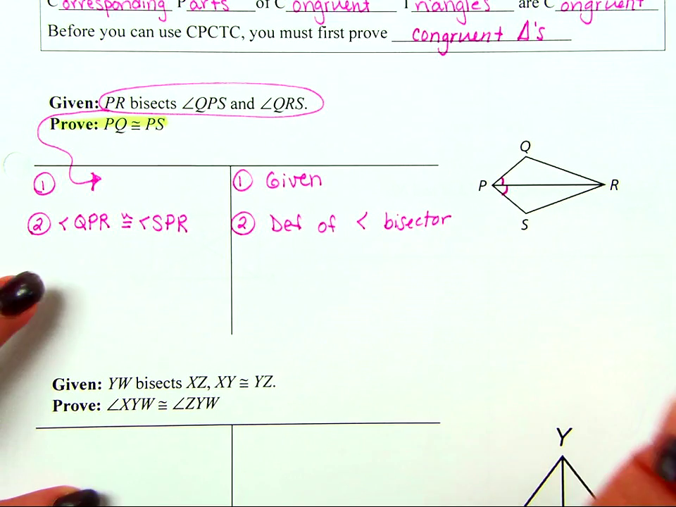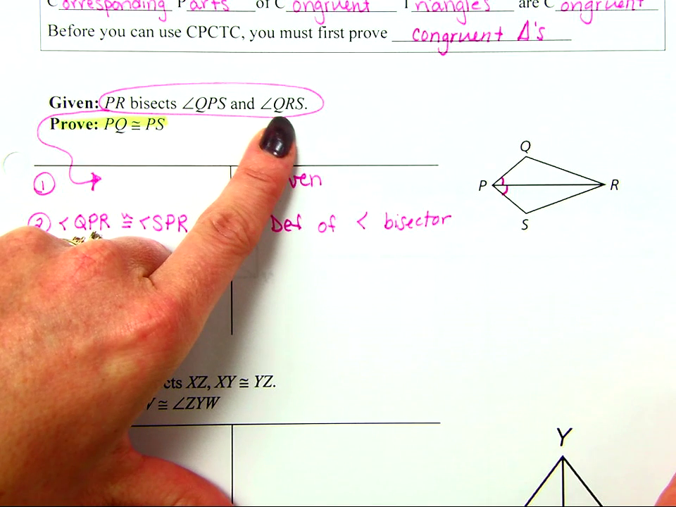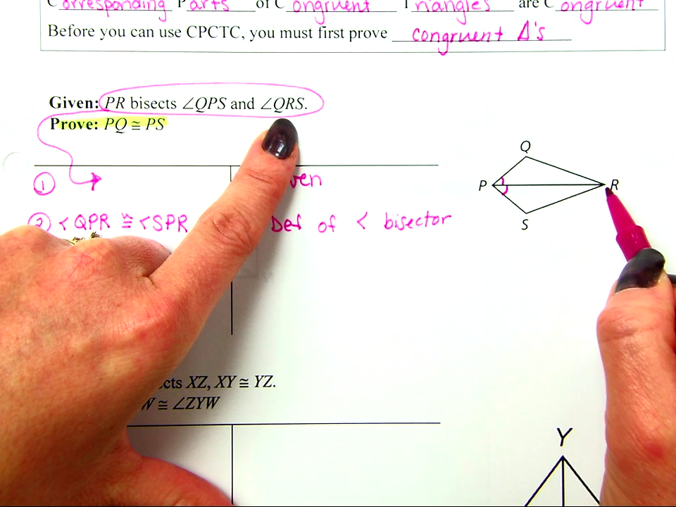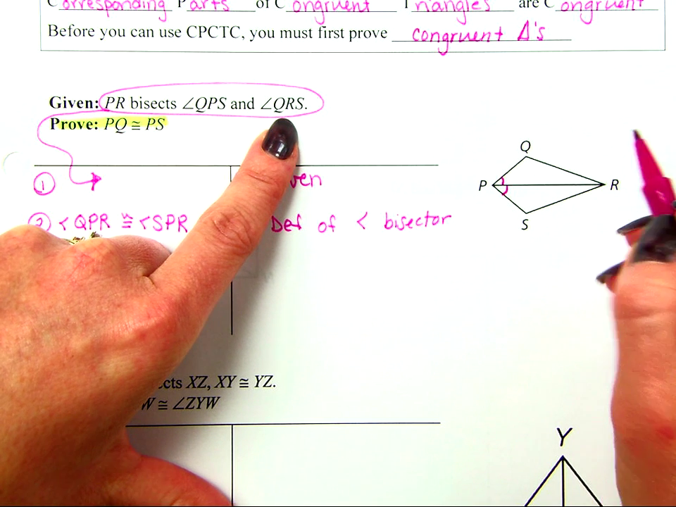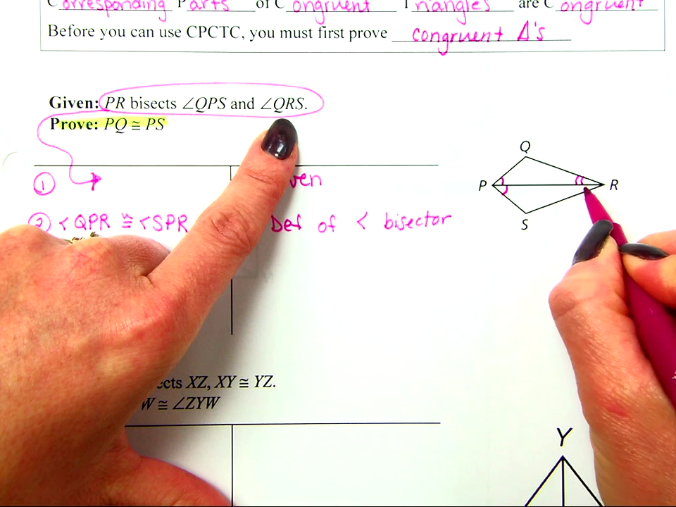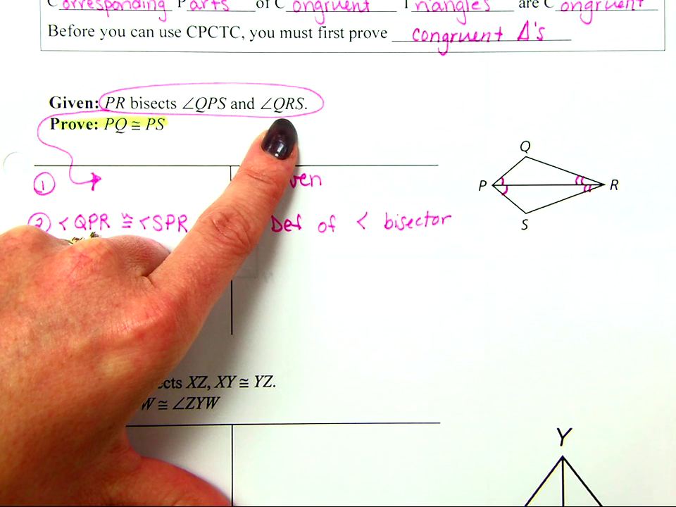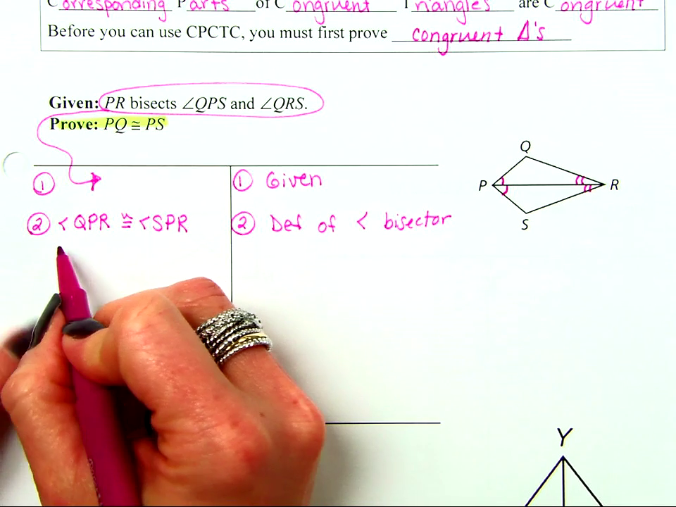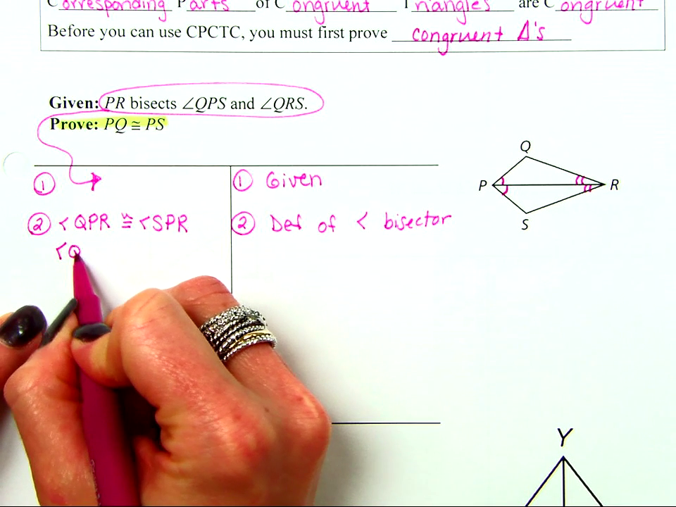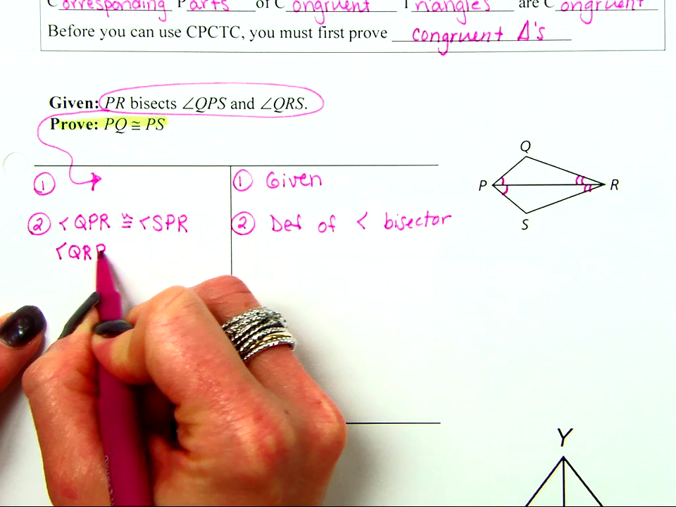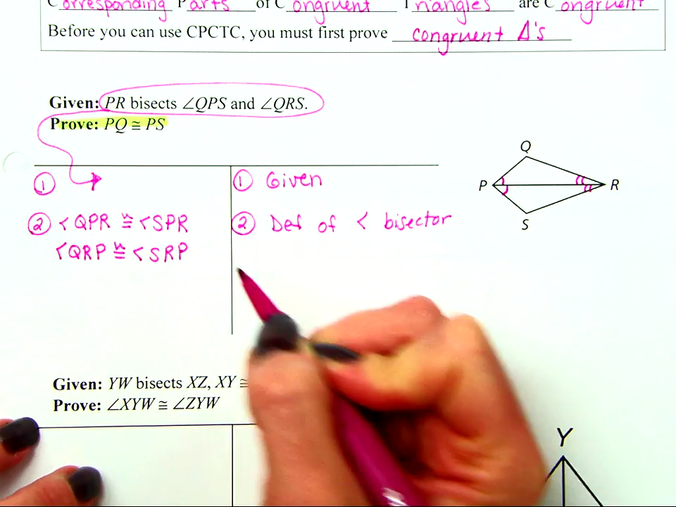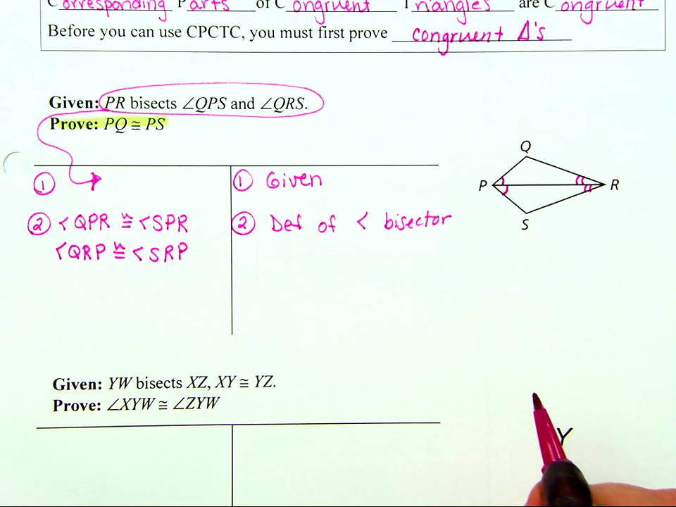However, I also see that it says it is bisecting angle QRS. So it is also telling me that it bisects my angle right here at R, which would mean that this part and this part would have to be congruent. And so I can go ahead and state that as well. In fact, I could put that in the same step if I wanted. Angle QRP congruent to angle SRP, and we both know the same reason is because of that angle bisector.